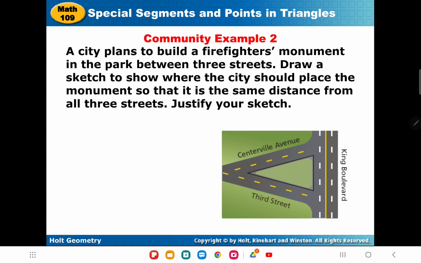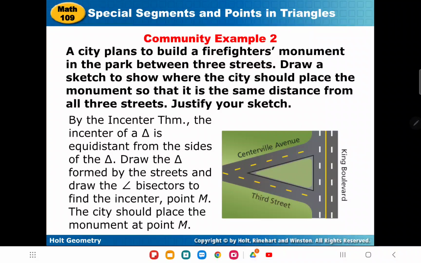Now, in a slightly different approach to things, a city wants to build a firefighters monument in the park between three streets. Here, we want the city to place a monument so that it is the same distance from all three streets. It's not going to be the same distance from all corners, but it's going to be from the sides. So in this case, we want to use the angle bisectors and the incenter.